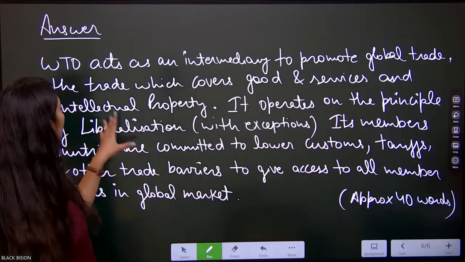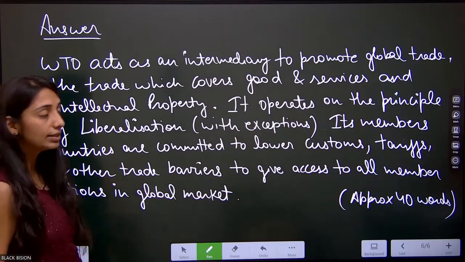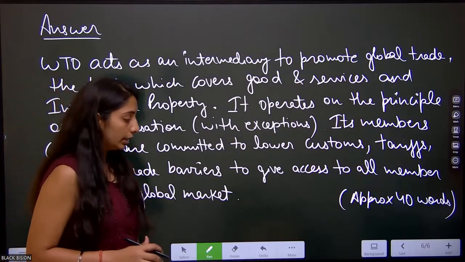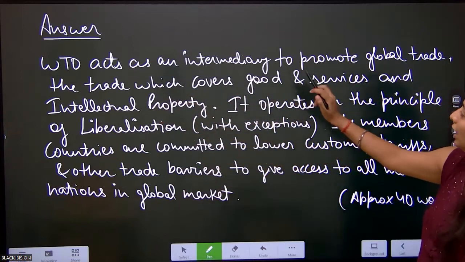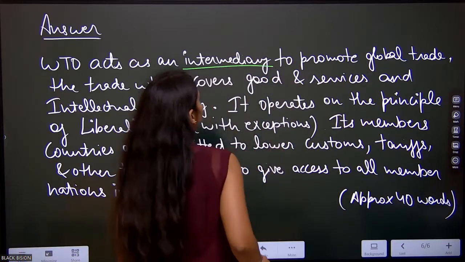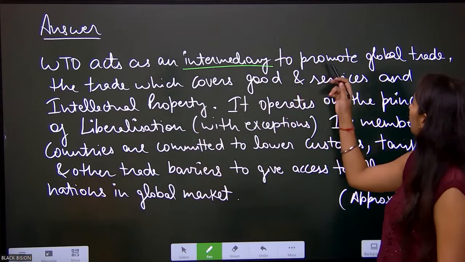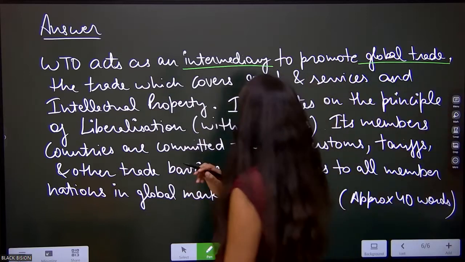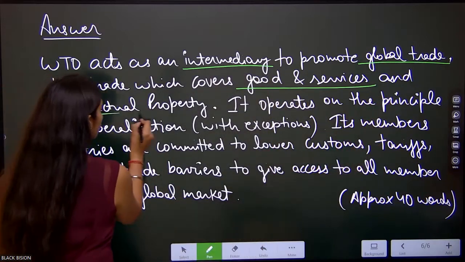So here we have written a precise answer for you that will cover all the points. WTO acts as an intermediary. I will highlight the keywords here. WTO acts as an intermediary to promote global trade, the trade which covers goods and services and intellectual property.